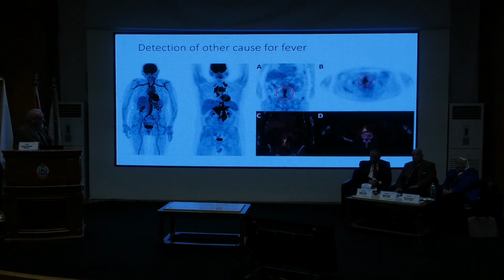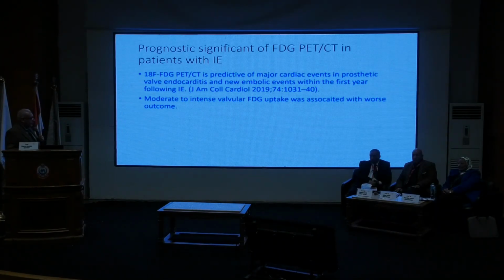The other value of FDG PET-CT in suspected infective endocarditis is to detect other causes of patient symptoms. We can detect, of course, vasculitis. We can detect malignancy like lymphoma, like in this patient, or we can detect graft infection related to vascular grafts. So all these are very important to exclude infective endocarditis and point the physician to another cause of the patient's manifestations.